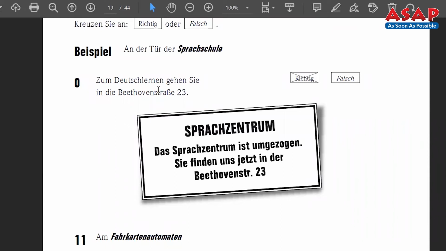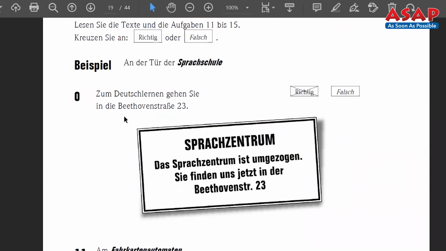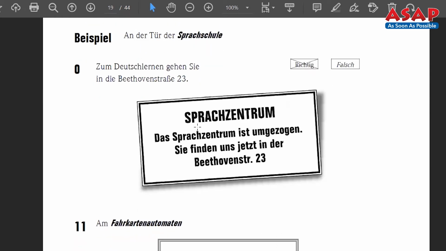it is right or wrong. Let's say here, "Zum Deutsch lernen gehen Sie in die Beethovenstraße 23." To learn German, go to this address, Beethovenstraße 23. Okay, this street, this is the address. Is it right? Now here you can see Sprachzentrum, language center. "Das Sprachzentrum ist umgezogen," shifted. "Sie finden uns jetzt in der Beethovenstraße 23." Now you will find us at this address.